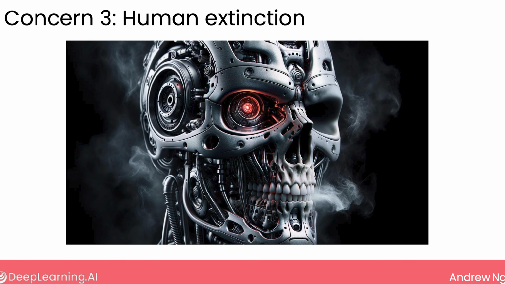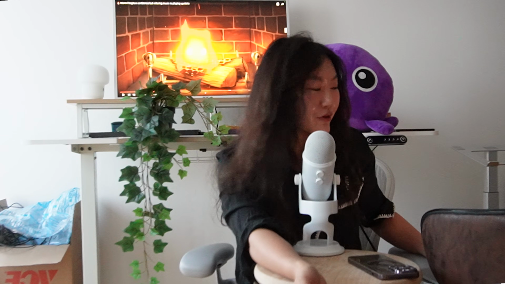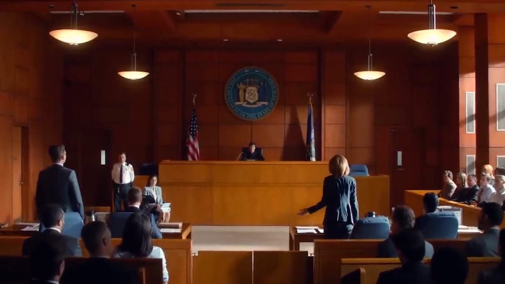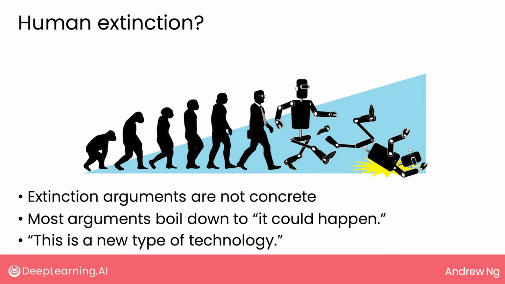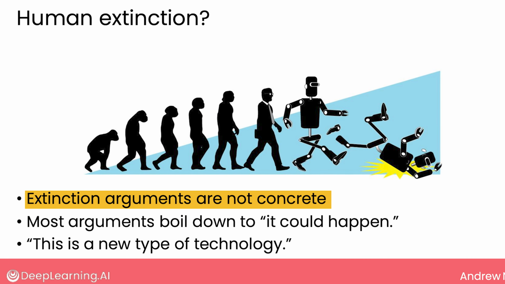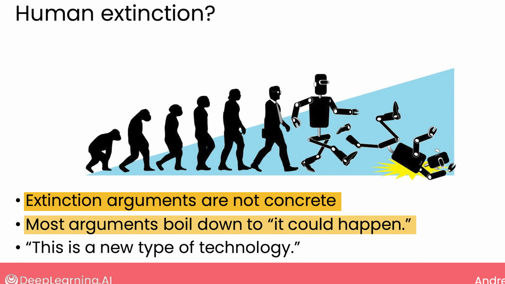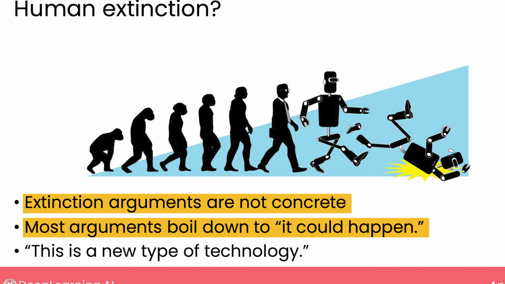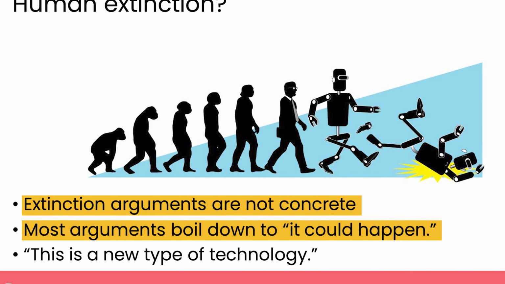And the final concern of the day, concern number 3, is human extinction. There have been examples, Andrew acknowledges, of harm that has been caused by AI, such as unjust sentencing in criminal cases. However, extinction arguments, Andrew argues, are not yet very concrete, and most arguments boil down to the fact that it could happen, but there hasn't been any very good evidence to support the fact that this is going to happen anytime soon.